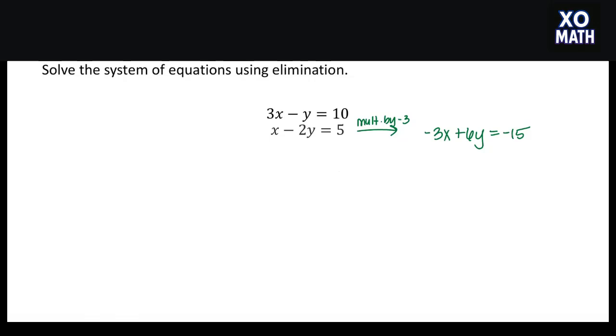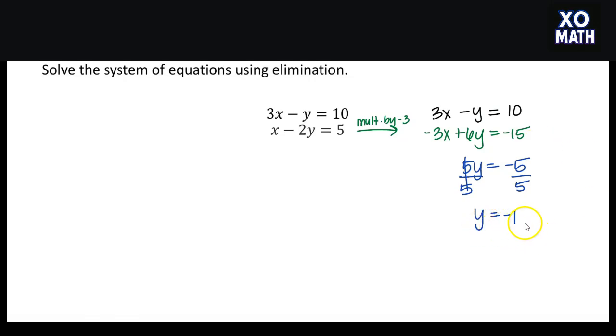Now the top equation stays the same: 3x minus y is equal to 10. Now the x terms have opposite coefficients, so when added together, the x variable gets eliminated. And if we continue to add the remaining terms, I end up with negative y plus 6y is equal to 5y, and 10 plus negative 15 is equal to negative 5. We'll divide both sides by 5 and end up with y is equal to negative 1.